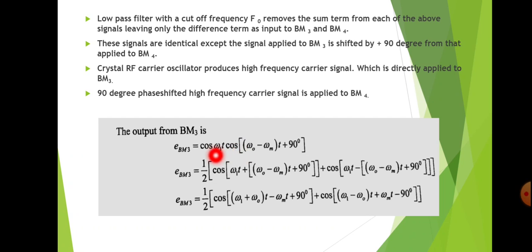So they will be multiplied to get the product at the balanced modulator BM3. So we will get the output like this. That means here we are applying the cos A cos B relation. So the output will be 1 by 2 into cos (omega 1 plus omega 0) t minus omega m t plus 90, similarly, cos (omega 1 minus omega 0) t plus omega m t minus 90 degrees.